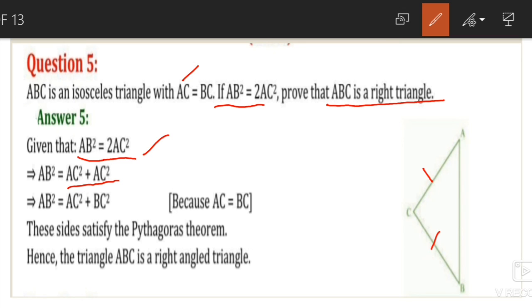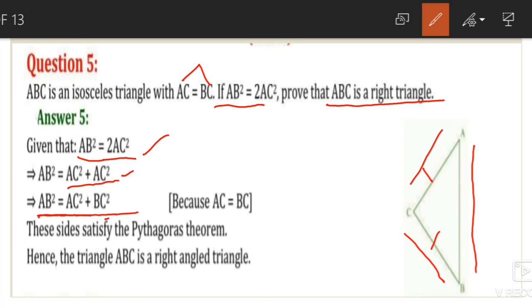Now given that AC is equal to BC, that means you can write AB square is equal to AC square plus, in place of AC, I am writing BC. So AB square is equal to AC square plus BC square. If you look at the figure, this AB square is equal to AC square plus BC square. That means one side's square is equal to the sum of the other two sides' squares. So by the converse of the Pythagoras theorem, you can say that this ABC triangle will be a right angle triangle.